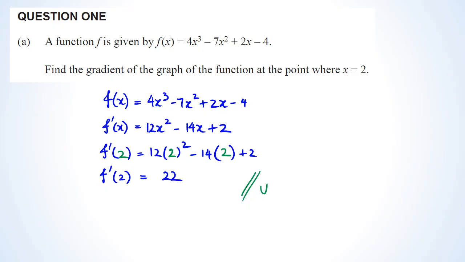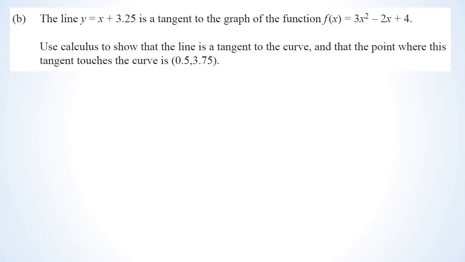Let's look at question 1b. The line y equals x plus 3.25 is a tangent to the graph of this particular function. Use calculus to show that the line is tangent to the curve and that the point where this tangent touches the curve is (0.5, 3.75). A couple of things you need to realize first. The line that's tangent to the graph has a gradient equal to 1, m equals 1.